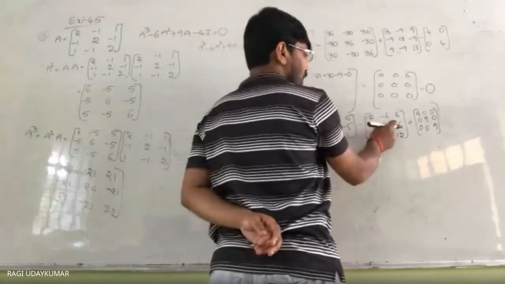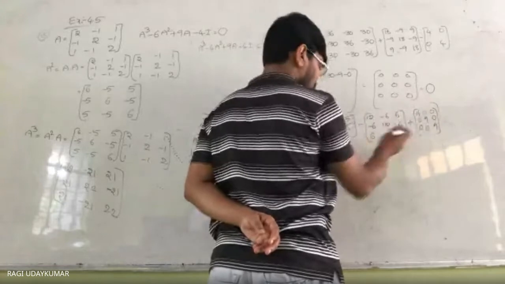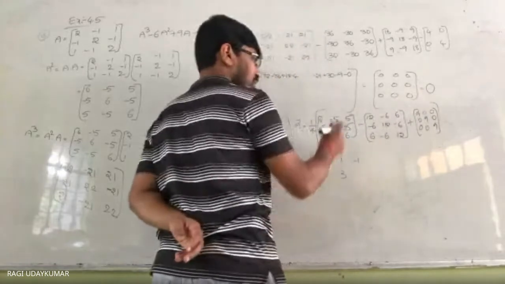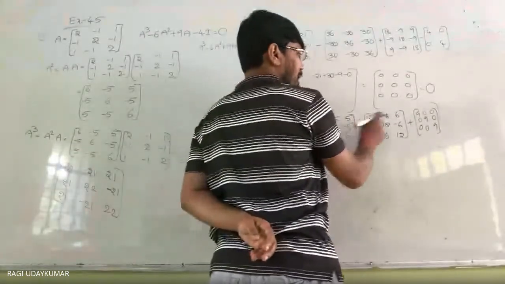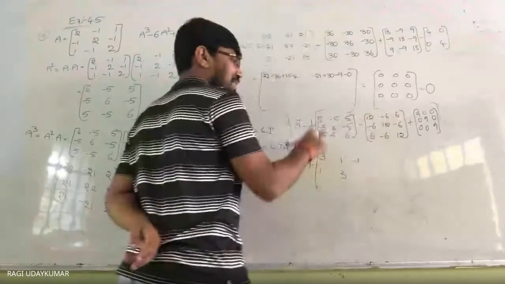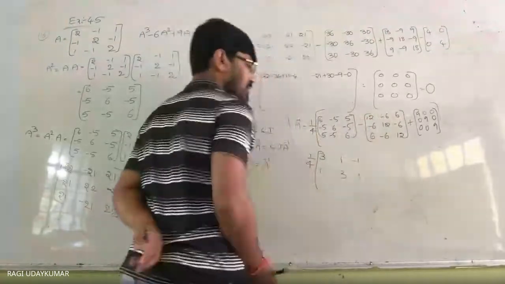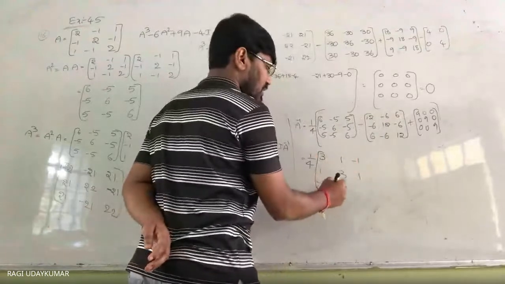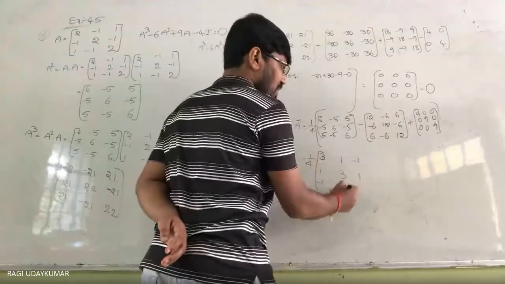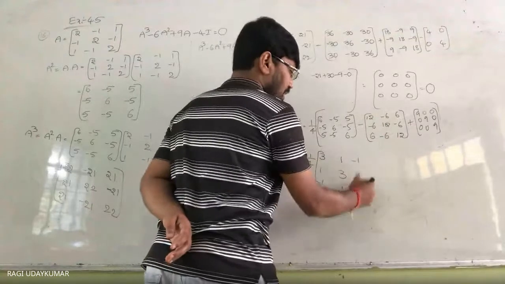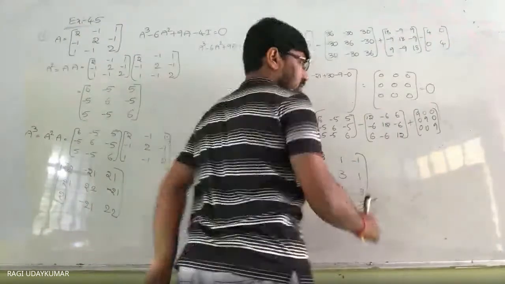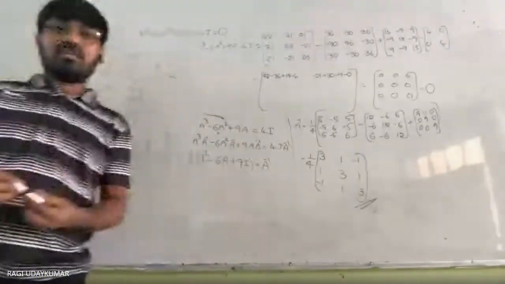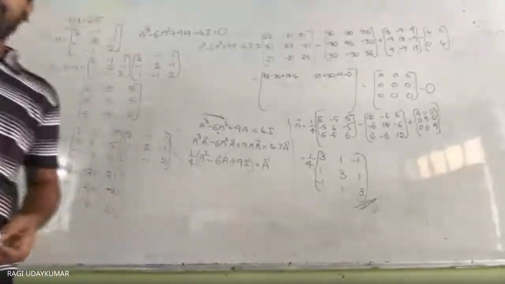6 minus 12 minus 6 minus 6 plus 9: 3 we are going to get. Minus 5, minus of minus 6, plus 6: 1 here we are going to get. And 5 minus 6 is minus 1. Minus 5 plus 6: 1 we will get. Here 3. This is the A inverse. So this is a way to find the A inverse of the given matrix.